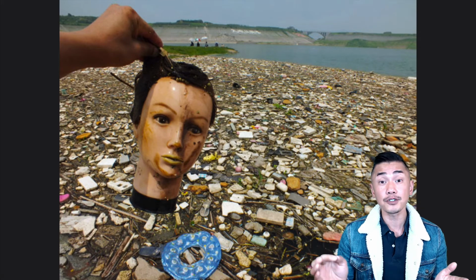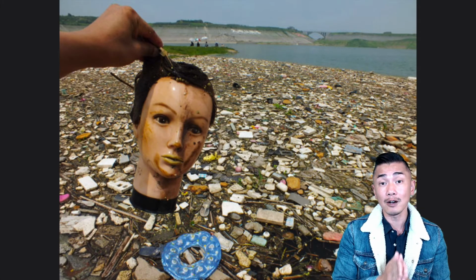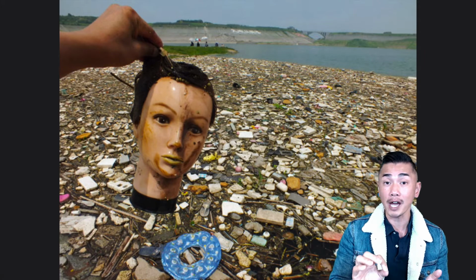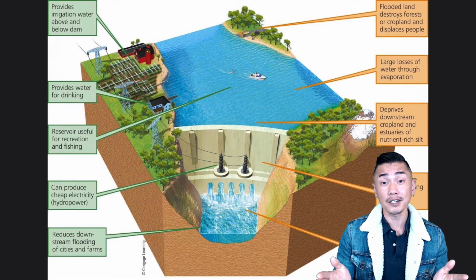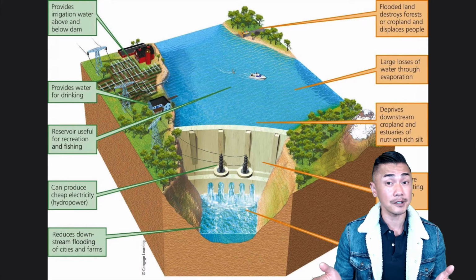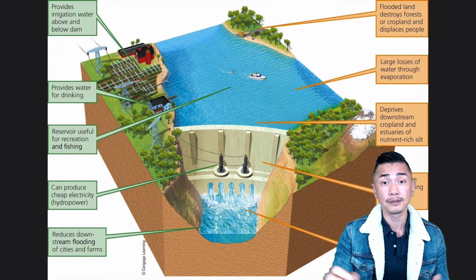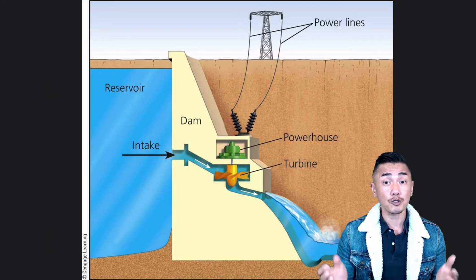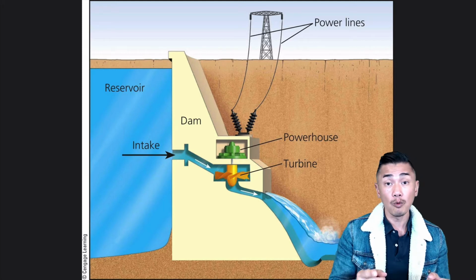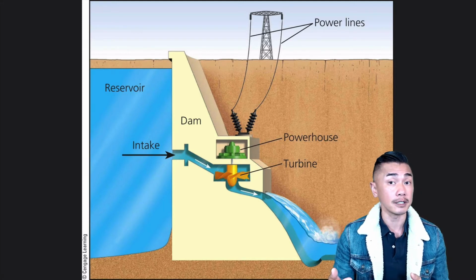This photograph shows how rivers can carry more than just water and how dams can trap trash and litter behind them. This diagram summarizes the advantages and disadvantages of building dams and reservoirs. This diagram shows how hydroelectric power is generated. Water flows through the dam, turning a turbine and generating electricity.